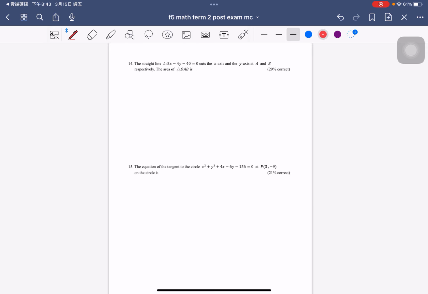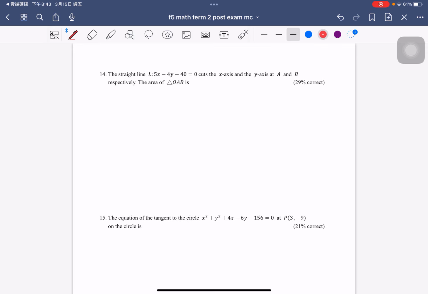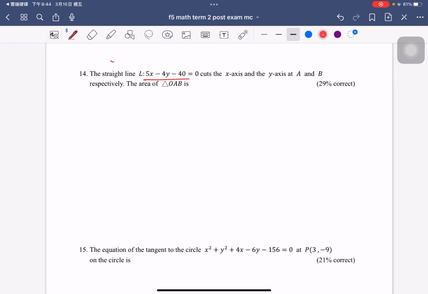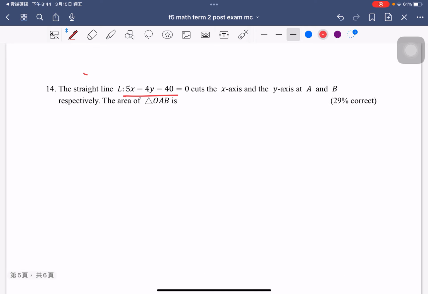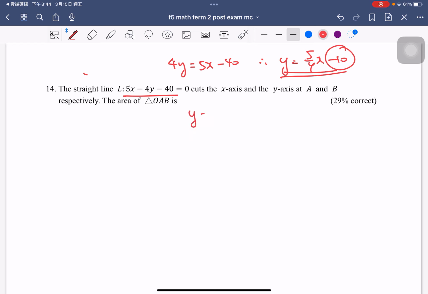Alright, so 3 more questions. The straight line, this is the general form, and it cuts the x-axis and y-axis at A and B. Now we can just change it to become y equal to mx plus c. So 4y equal to 5x minus 40, so y is equal to 5 over 4 x minus 10. So the minus 10 is actually just the y-intercept. So the y-intercept is equal to negative 10.